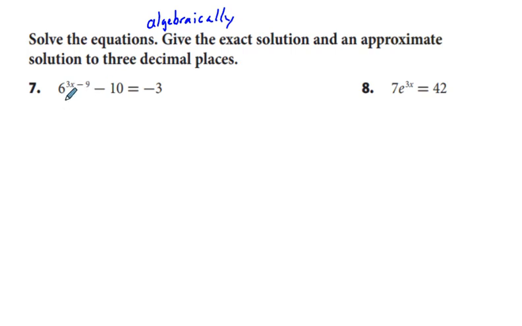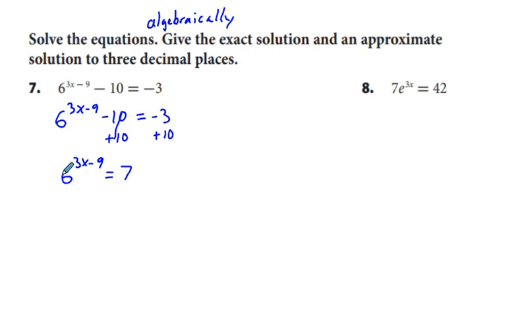So we have 6 to the power of 3x minus 9, minus 10, is equal to negative 3. Algebraically, we're going to gradually strip things away until we get x by itself. The first thing I'm going to do is get rid of this minus 10 by adding 10. So now we have 6 to the power of 3x minus 9 is equal to negative 3 plus 10, which is 7.